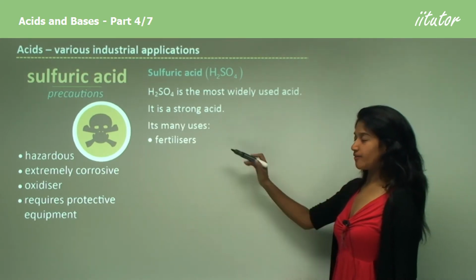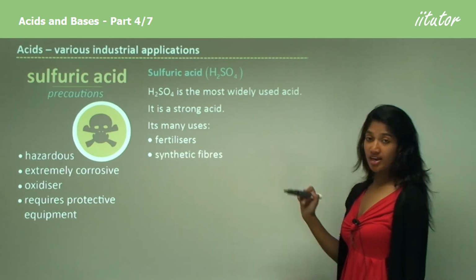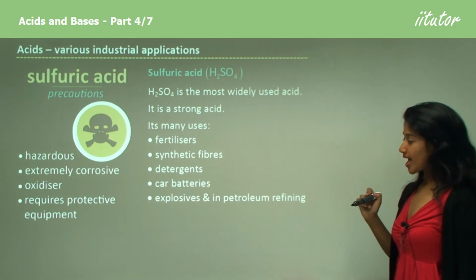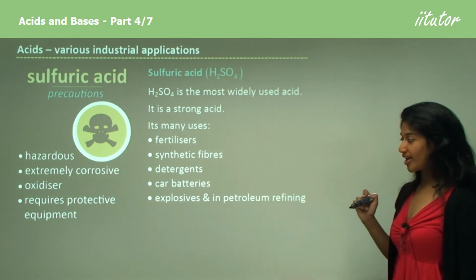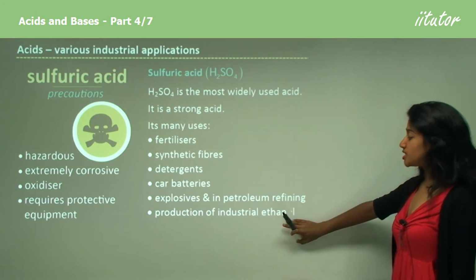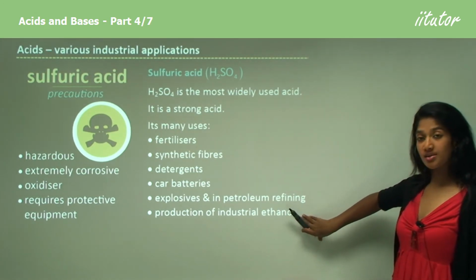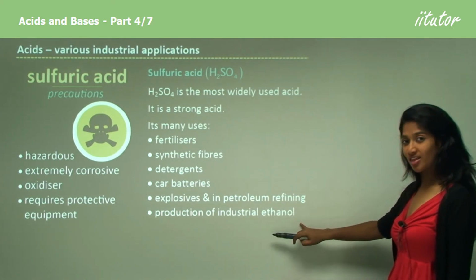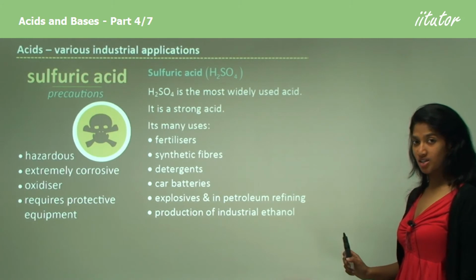It has many uses: fertilizers, synthetic fibers, detergents, car batteries, explosives, and in petroleum refining, and in the production of industrial ethanol. You did come across this in production of materials where the hydration of ethene produced ethanol in the presence of dilute sulfuric acid.